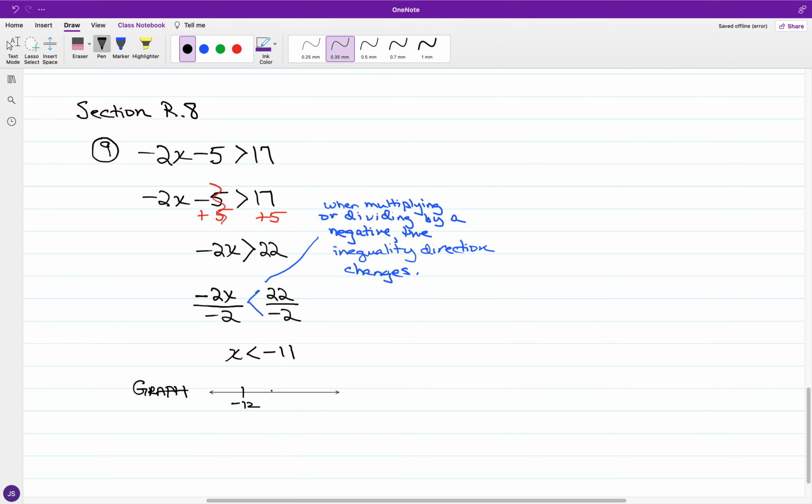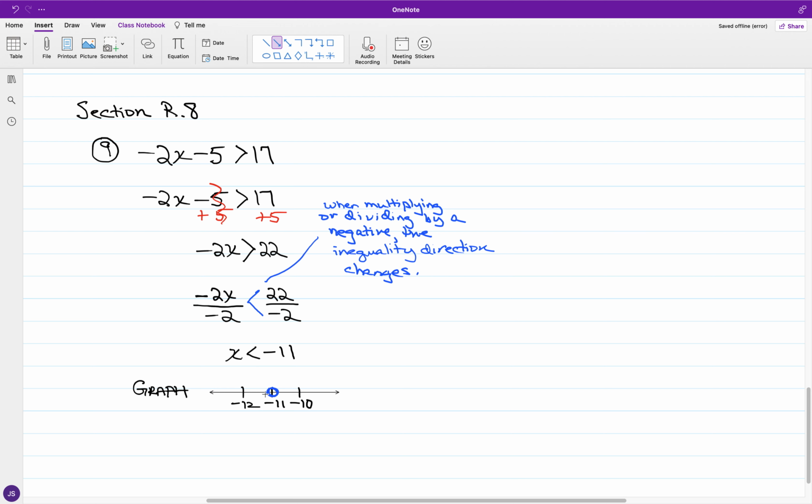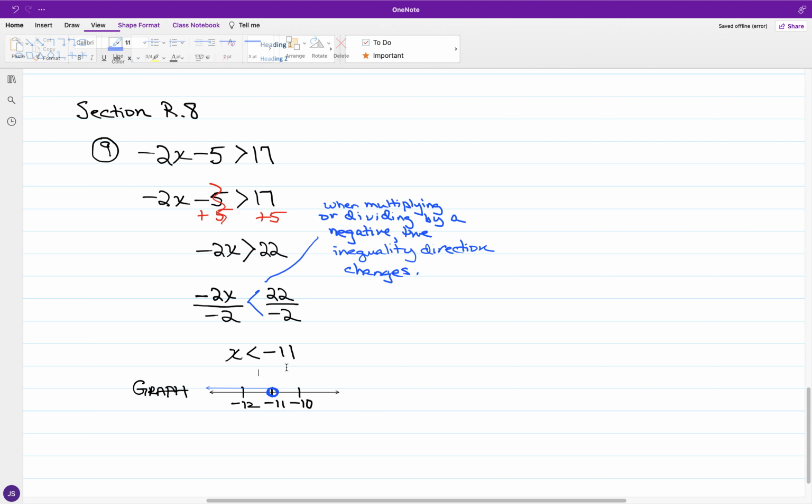I'll just do a bit of a quick sketch here. So for x is less than negative 11. Okay, so negative 11 is not included. And for those values less than negative 11, again, we have the direction on the number line. We'll be heading out to the left.